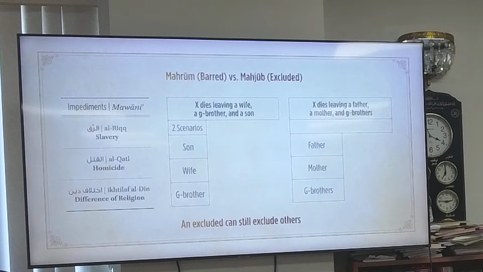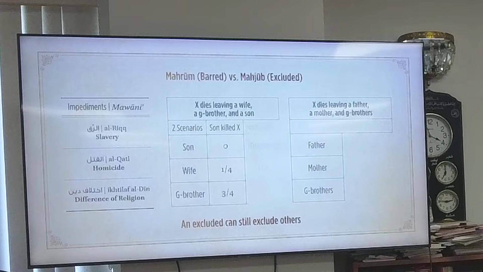So let's take an example. X dies, leaving a wife, a full brother, and a son. Let's take two scenarios. The first scenario, the son killed his father. Since the son killed his father, he gets zero. Actually, he's barred, he's disqualified. The wife usually gets 1/8 because there's a son. But since the son gets 0, she's going to get a quarter. And the germane brother will get the residue.